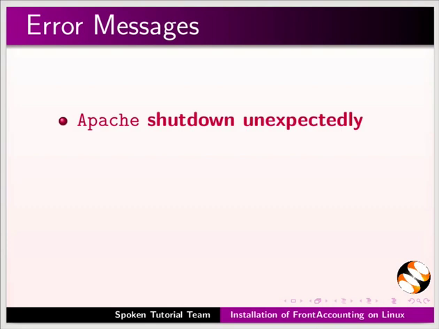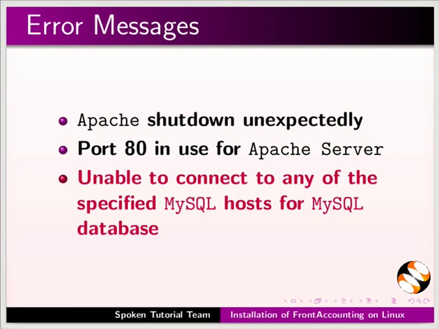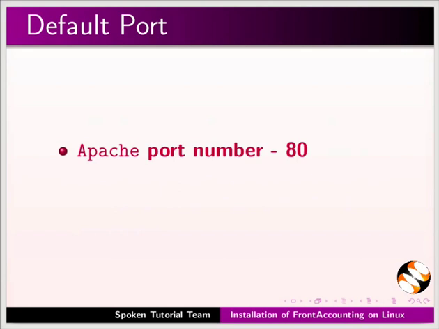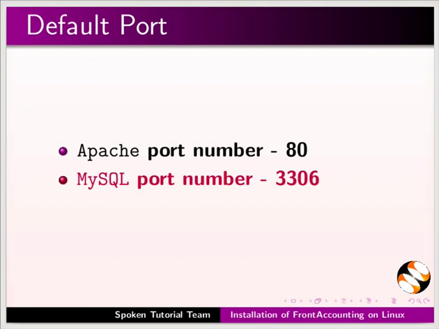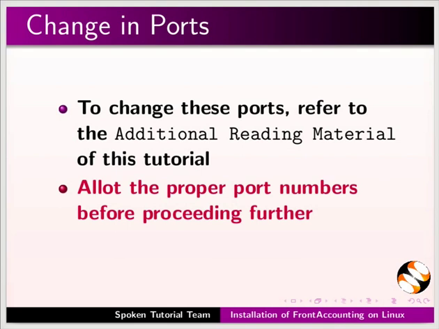You may get some error messages like Apache shut down unexpectedly or port 80 in use for Apache server or unable to connect to any of the specified MySQL hosts for MySQL database. This is because the default ports allotted to Apache and MySQL is taken by another software. Default port number for Apache is 80 and for MySQL is 3306. To change these ports, refer to the additional reading material of this tutorial and allot the proper port numbers before proceeding further. For example, 8080.